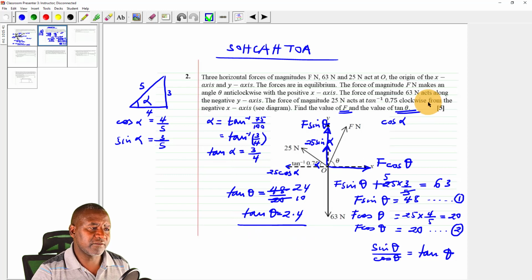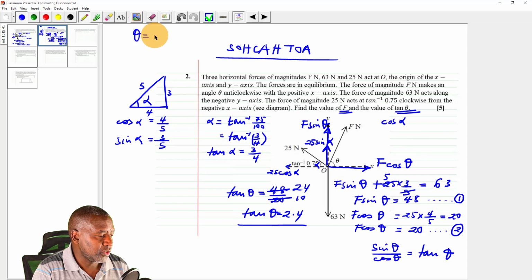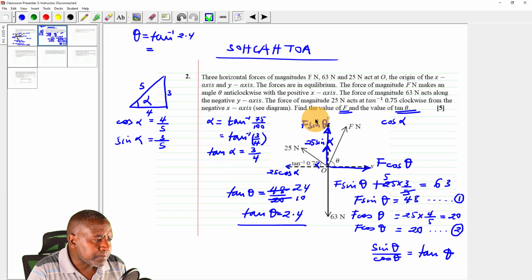Already I have the first answer. Tan theta is 2.4. Now I can use that tan theta, or I can use the theta itself to get F, because I'm going to go right ahead, and from here I can get my theta, which will be tan inverse of 2.4. Let me see, it doesn't contradict this one.